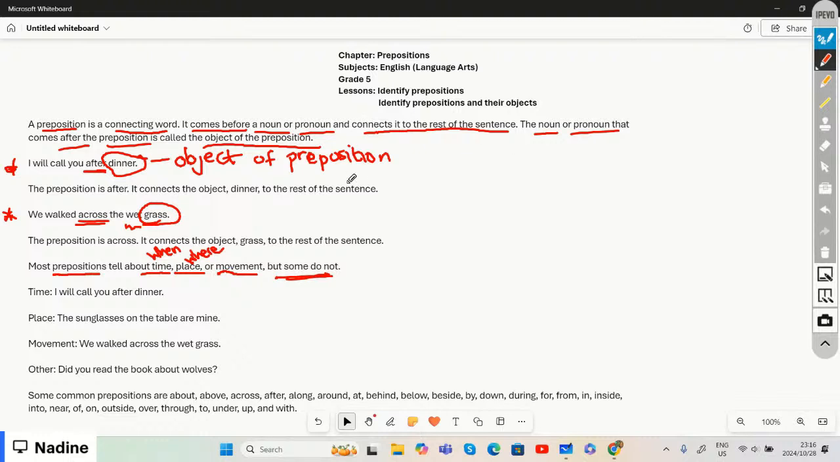All right. And if we look at an example of a preposition of time, place, movement, or something else, if we were to look at the example of preposition of time, it is like saying, I will call you after dinner. What do you think is our preposition? It says here, I will call you after dinner. What do you think is the preposition of time that tells us when something is going to happen?